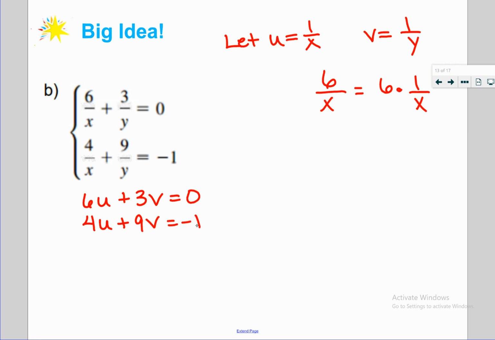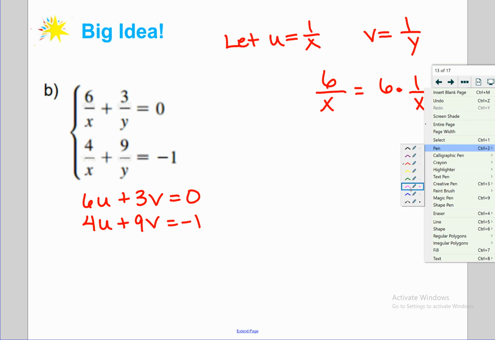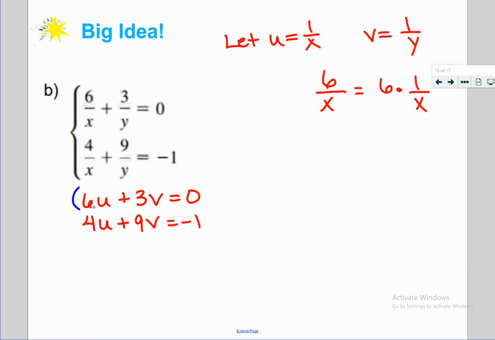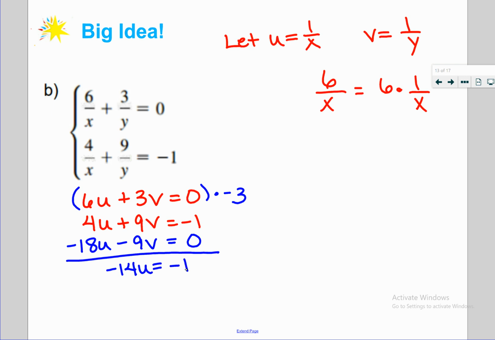And now that we can solve just like yesterday. So I'm going to multiply, and you have choices here how you want to do it. I'm going to multiply the top by -3. If I multiply the top by -3, I get a -18u, a -9u, and 0 times anything is still 0. That gives me -14u equals -1, and therefore u is 1/14.